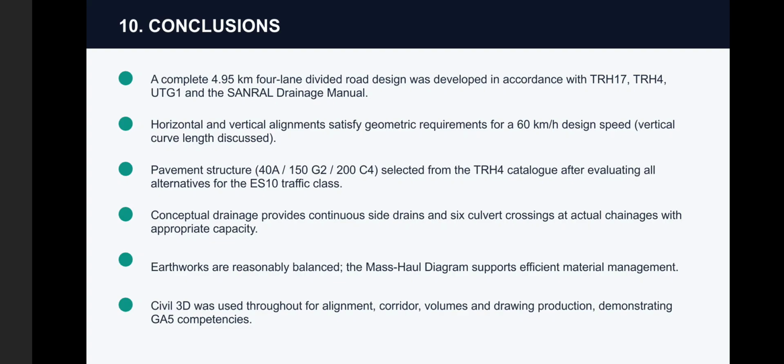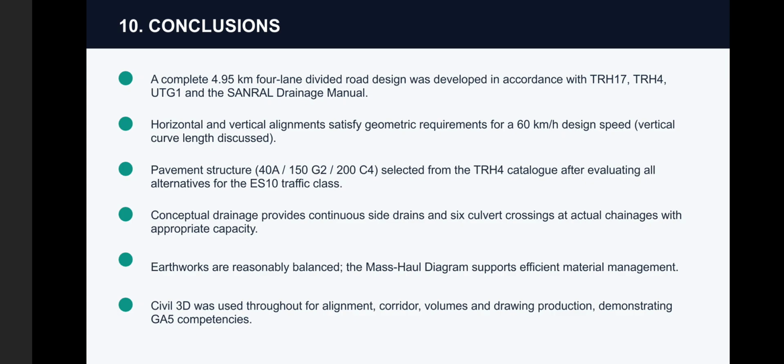The conclusion: a complete 4.95 kilometer 4-lane divided road design has been developed in accordance with the TRH17, TRH4, UTG1 and the SANRAL Drainage Manual. Both the horizontal and vertical alignments meet the geometric requirements for the 60 km/h design speed, with a noted discussion on vertical curve length. This specific pavement structure was also selected after evaluating the available alternatives for this ES10 traffic class.